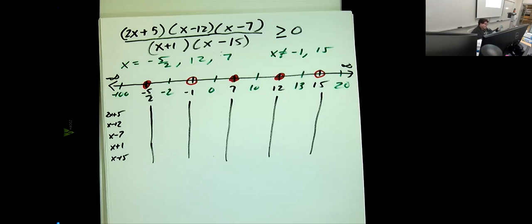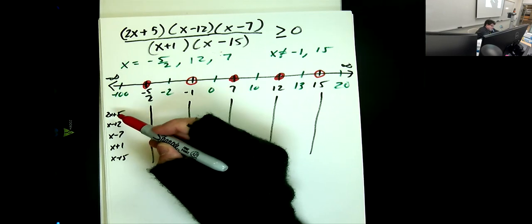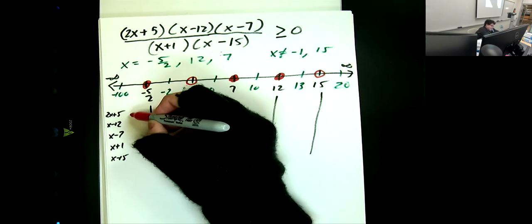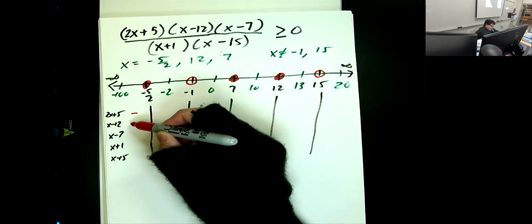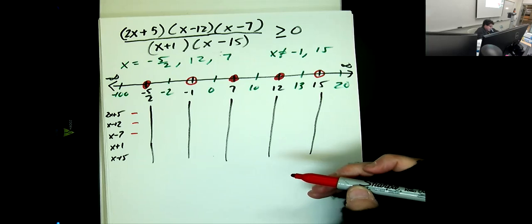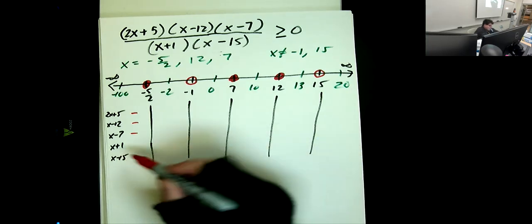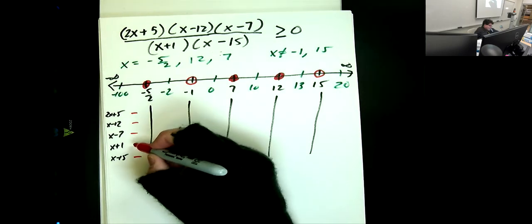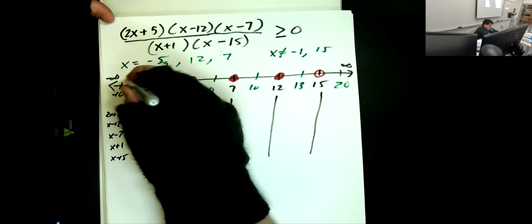If I stick in -100 into 2x plus 5, I've got -200 plus 5. That's definitely negative. And so is anything that is subtracting something. -100 minus anything is also all negatives. And that's got a negative, so that's a negative. -100 plus 1 is still going to be negative. It's -99. So I've got 5 negatives, that region is a negative.